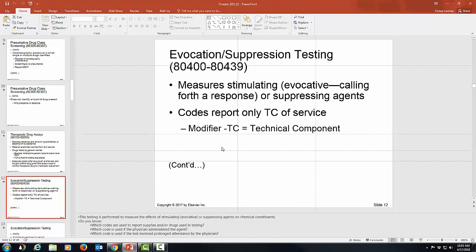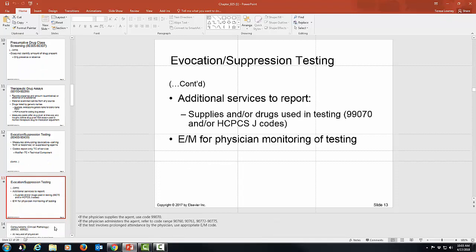And there's a lot of component coding with this. So if we're only reporting the technical component, we're only doing that part of the testing, then that's the only thing you would code. There are additional services to report. Again, these are called components. We've talked about this before. So you need to be sure that you're billing for any supplies or drugs that are used in this testing.